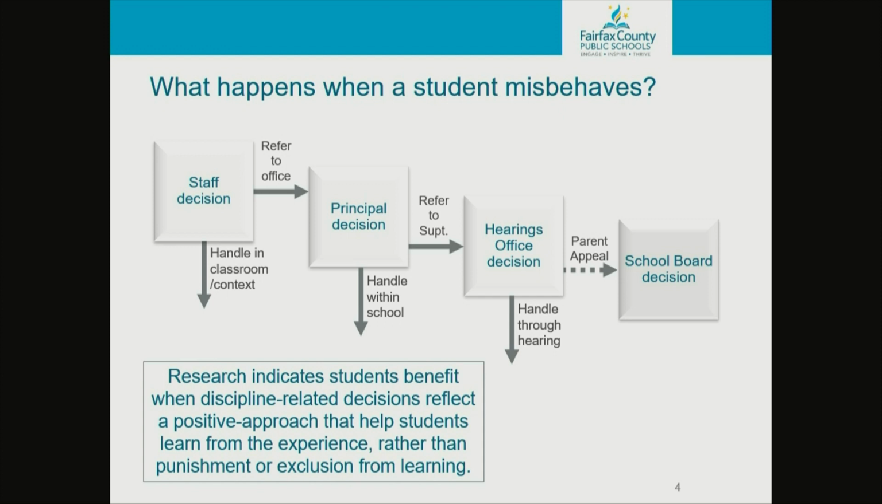Then the hearings office also makes a decision around what might happen to the student if the student is referred to them. And then ultimately, parents can appeal that decision to the school board for a final decision.